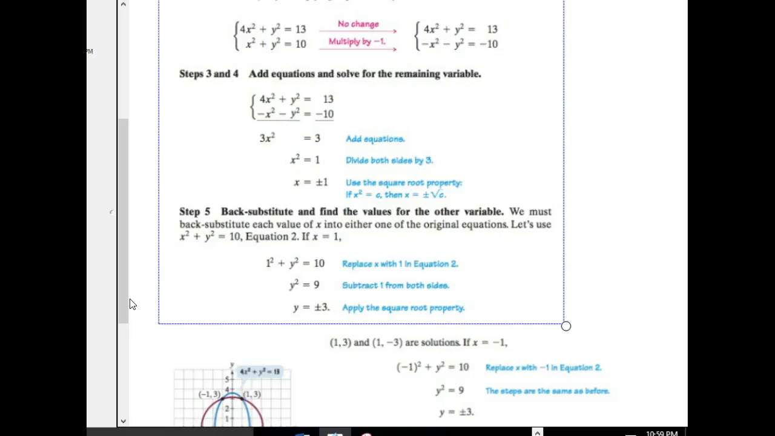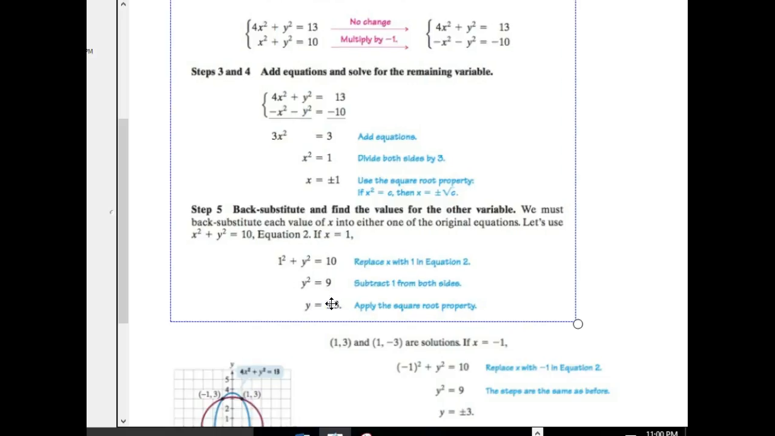Now, step 5 is, now that we know x, we're going to substitute that back into one of the two original equations, and then we're going to solve for the y value. Now, in this particular example, they have chosen the second one, the x squared plus y squared equals 10. So that's what you see right here, except instead of x, they're putting in +1. Now, if you put in +1 here, you're going to end up with 1 squared is still just 1. If I subtract that over to the other side, I'm going to get 9. So if y squared equals 9, then y equals ±3.